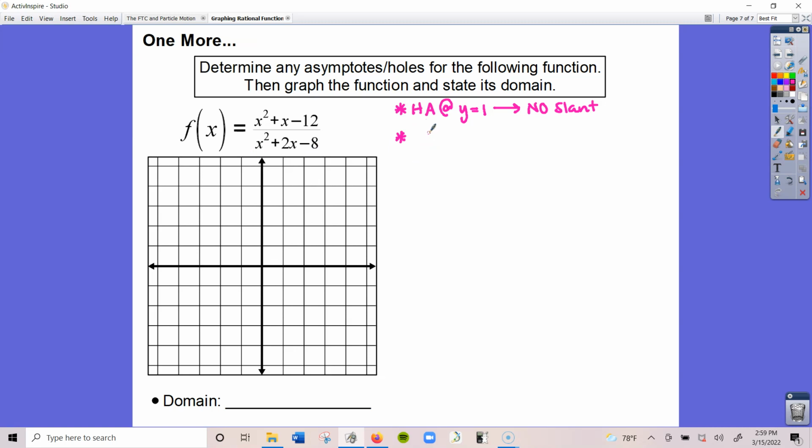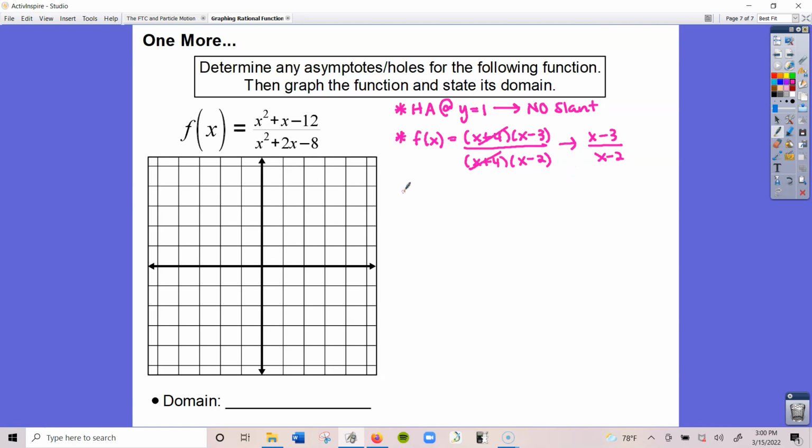So I'm going to go ahead and factor x squared plus x minus 12, which would give me x plus 4, x minus 3. In the denominator, x squared plus 2x minus 8 can be factored as x plus 4, x minus 2. Here, the x plus 4's would cancel, and so we're left with a simplified rational function of x minus 3 over x minus 2.